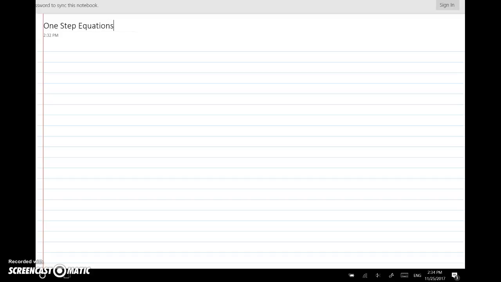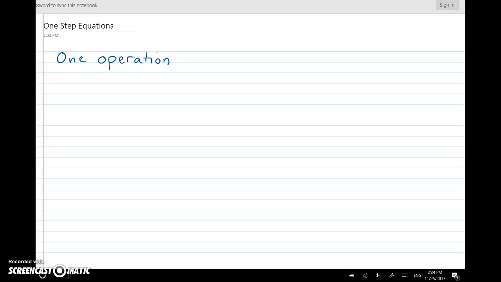Good afternoon. Today we're going to talk about one-step equations. Now, the key thing about one-step equations is we only have to do one operation. That's what makes them one step. Now, when we do two-step operations tomorrow, we're going to have two steps to work on. But again, today it's one-step equations, so one-step operations.